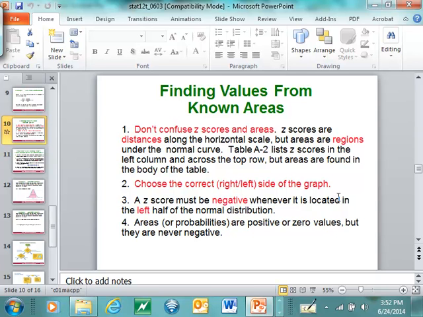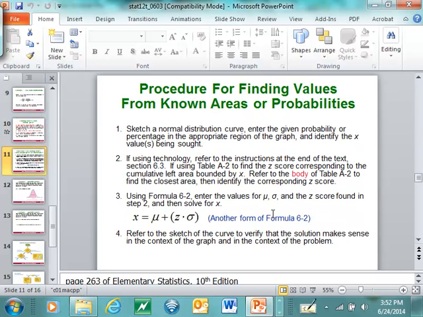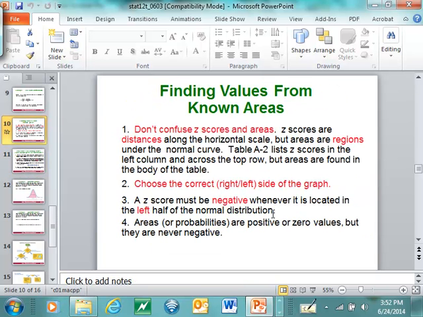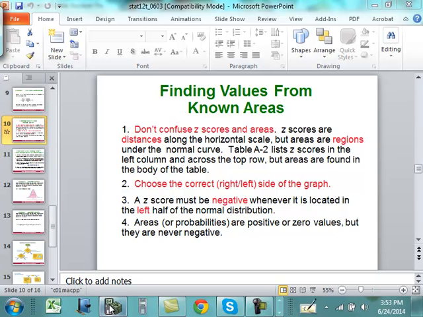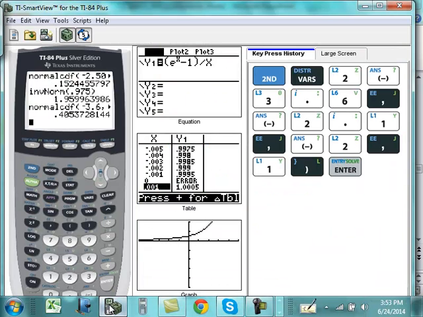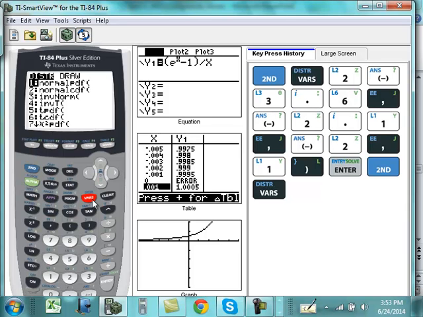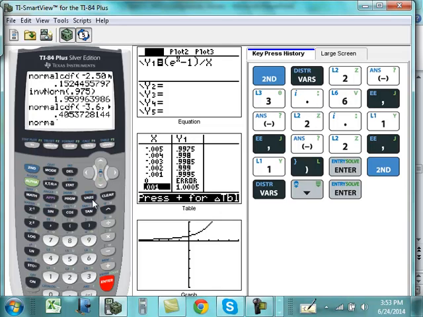Okay, so I just showed you how to use the table. I'm going to stop right here for now on the slideshow, and I'm going to go over to my graphing calculator. Here's my TI-84 calculator, and I'm going to go into the normal CDF by going into the distribution menu, and go down to the normal CDF command.